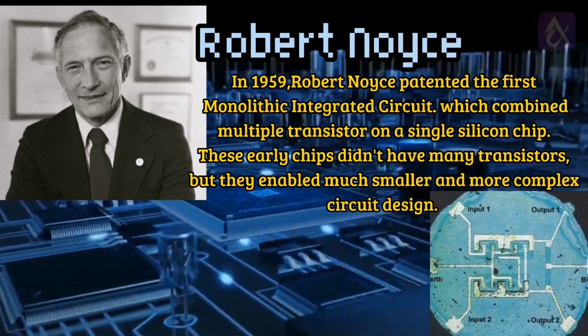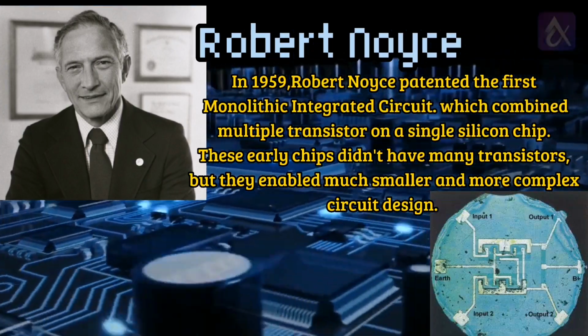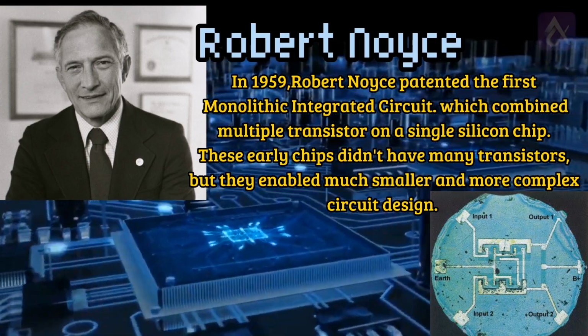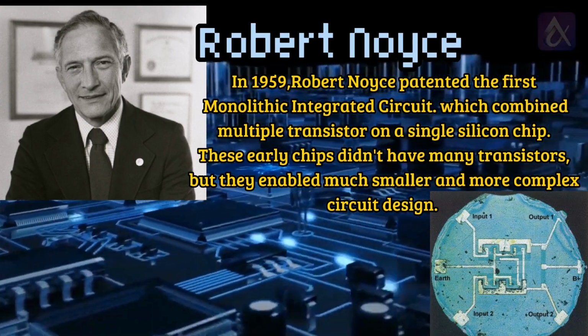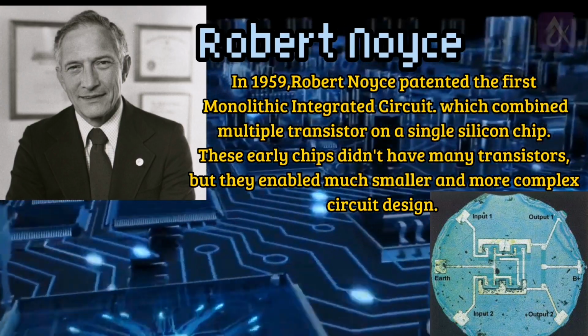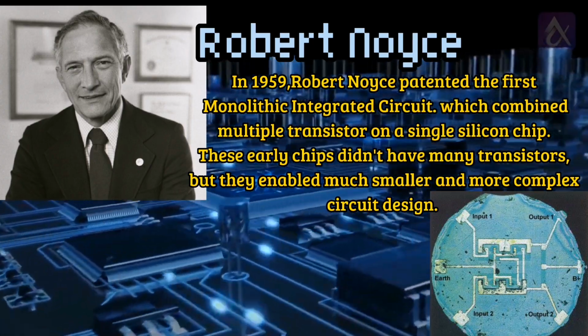Robert Noyce. In 1959, Robert Noyce patented the first monolithic integrated circuit, which combined multiple transistors on a single silicon chip. This early chip didn't have many transistors, but it enabled much smaller and more complex circuit designs.